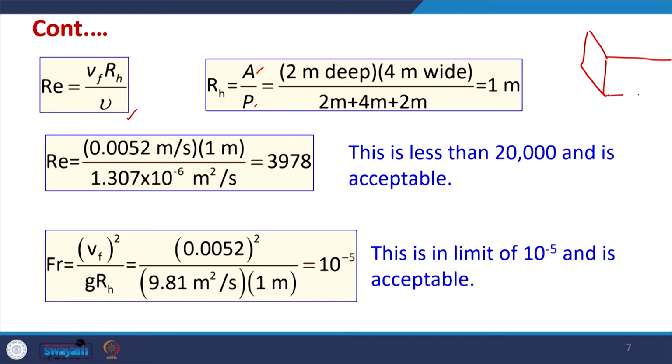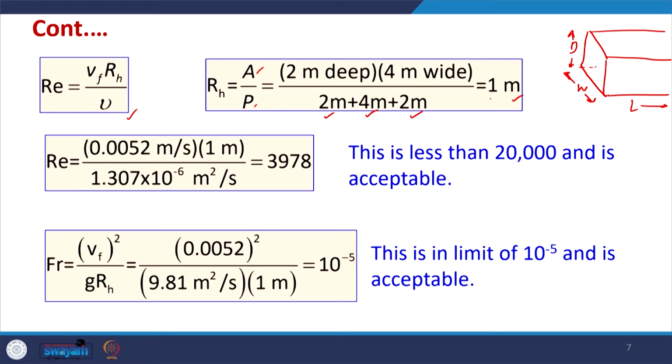And this is the length. So, this is what we are designing tentatively. This is the length, this is the depth and this is the width. So, this is known to us. Now, within this the perimeter will be width plus height plus height, so 2 depth plus 1 width, which is 4 meter. So, this way the hydraulic radius comes out to be 1 meter for each of the settling basins, which are 6 in number. So, RH comes out to be 1 meter.